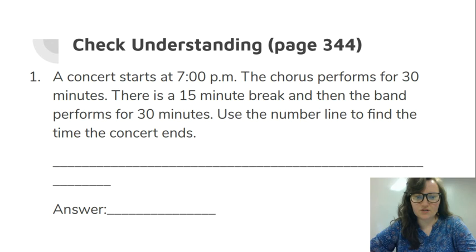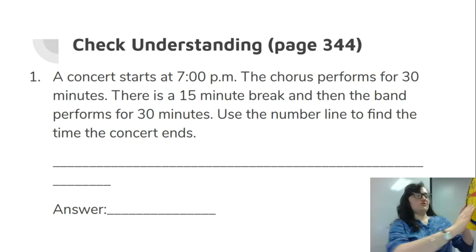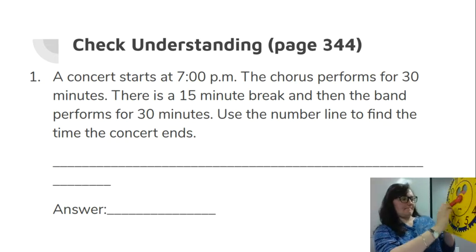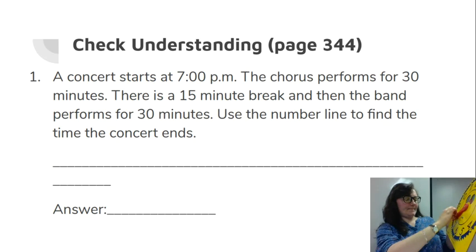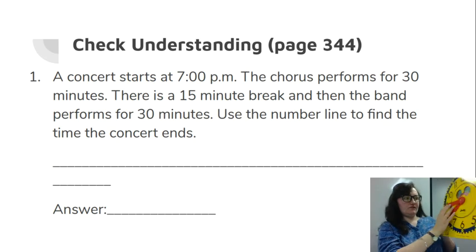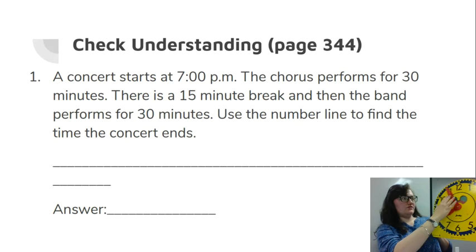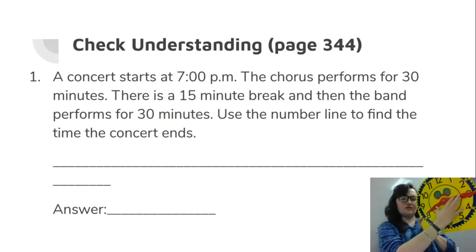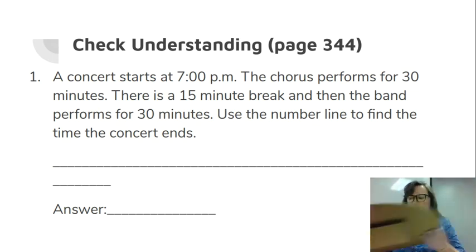So if it starts at 7 o'clock, okay, then the chorus performs for 30 minutes. So that's 7:30. Then it says there's a 15-minute break. So you have to add 15 minutes to that, which is 7:45, and then 30 minutes to that. So let's do 7:45. All right, and then count 30 minutes. 5, 10, 15, 20, 25, 30. So the correct time should be 8:15, and that's your answer.